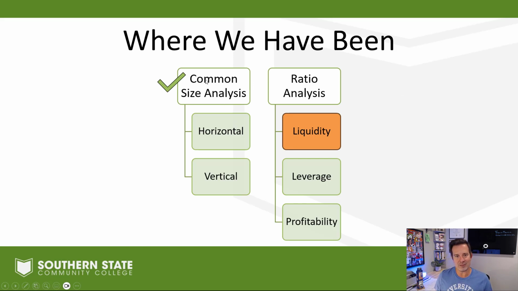So if you've been following along with our videos, you know we've covered common sized analysis. And by now you should be able to do a horizontal and a vertical analysis on the balance sheet and the income statement and be able to interpret what all the numbers mean when you do that common sized analysis. Right now we're jumping over to ratio analysis, and we're going to start with the two liquidity ratios that I mentioned earlier, the current and the quick ratio.